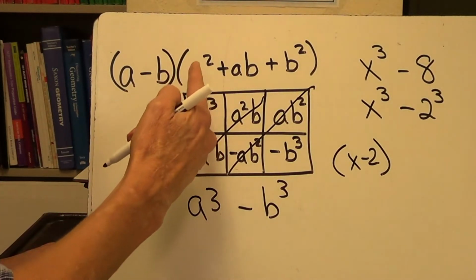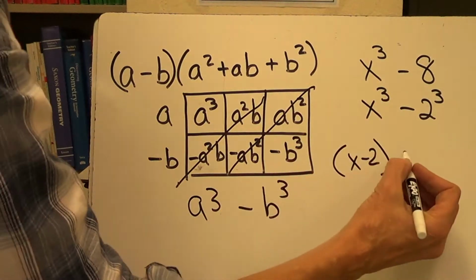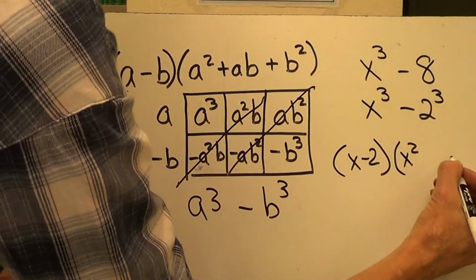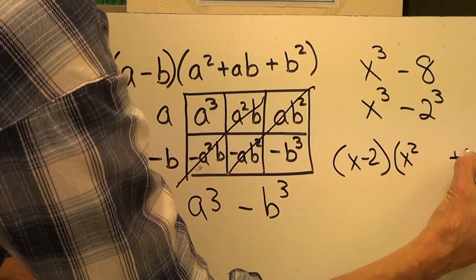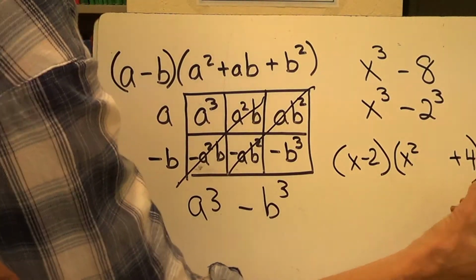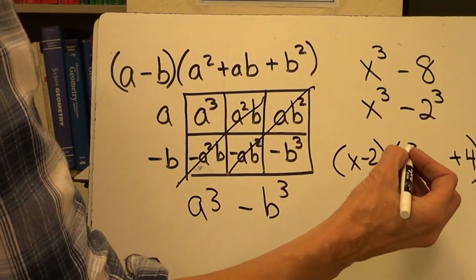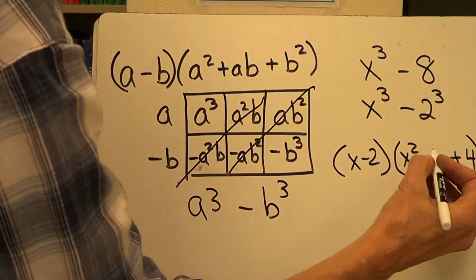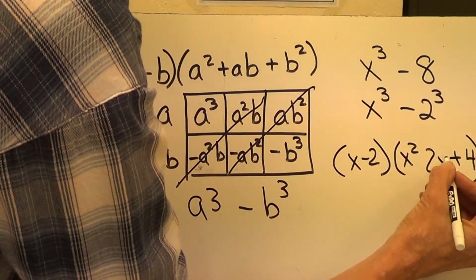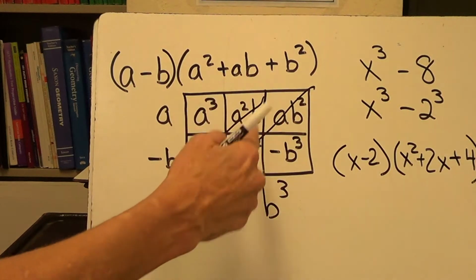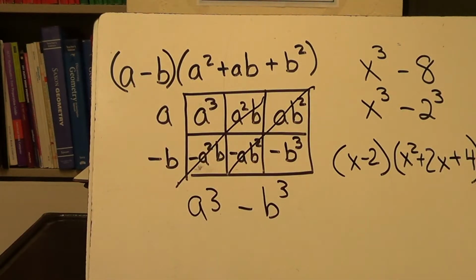Then I would say my first term squared would be x squared. My last term squared is 2 squared, that's 4. And in the middle I just have a times b. Negative 2 times x would be 2x. Now I don't put the negative in there, I leave it as a positive because I have to be able to cancel out those terms. So that's how it works. Okay?